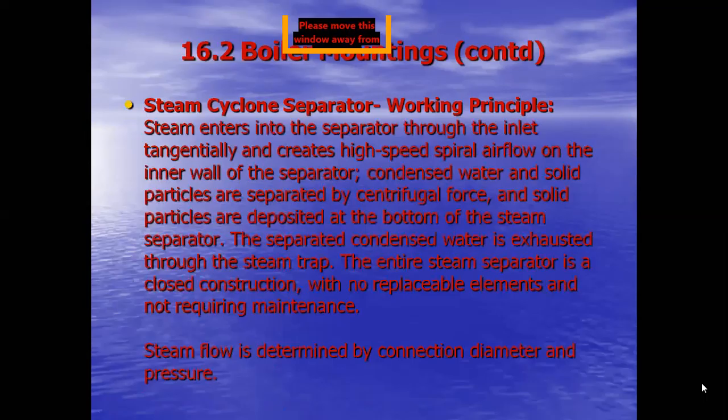The working principle thereof: steam enters into the separator through the inlet tangentially, creating a high speed spiral airflow on the inner wall of the separator. Condensed water and solid particles are separated by the centrifugal force. Solid particles are then deposited at the bottom of the steam separator, and the separated condensed water is exhausted through the steam trap. And the entire steam separator is a closed construction. It's got no replaceable or serviceable elements inside.